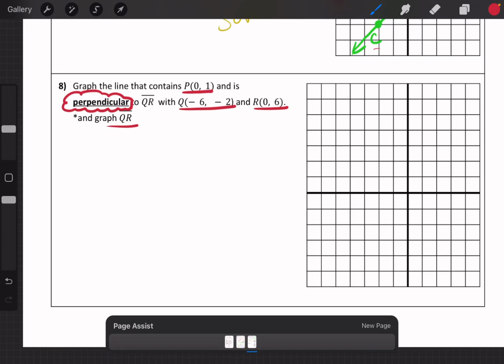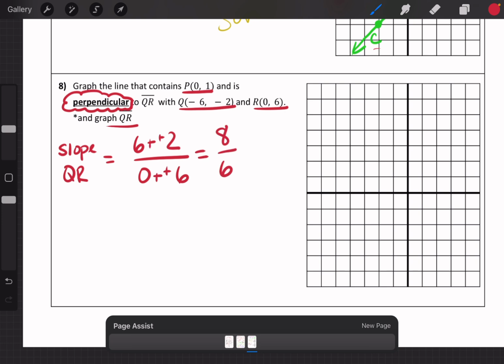So we've got Q. I guess we can do it this way. First, we're going to find the slope of QR. I'm going to do it points first, then I'm going to graph. So we've got 6 minus -2 on the top. We've got 0 minus -6 on the bottom. We've got 8 on the top, 6 on the bottom, which reduces to 4 over 3. So that right there is the slope of QR.